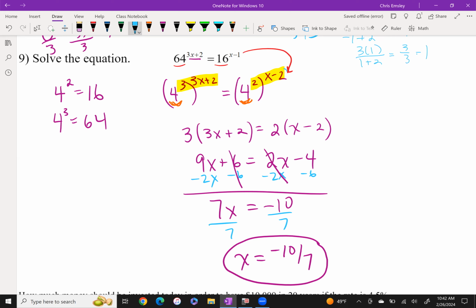This should have been -1 here, which would have been a -1 here, which would have been a -2 here. So I would have added -2, -6 would make this an 8, which would make this 8/7, and that's -8/7. That's the answer on the answer key. That's correct. I just had a little copy error there. Sorry about that.